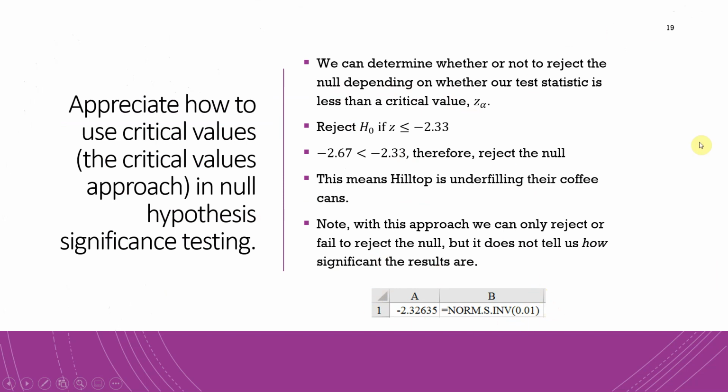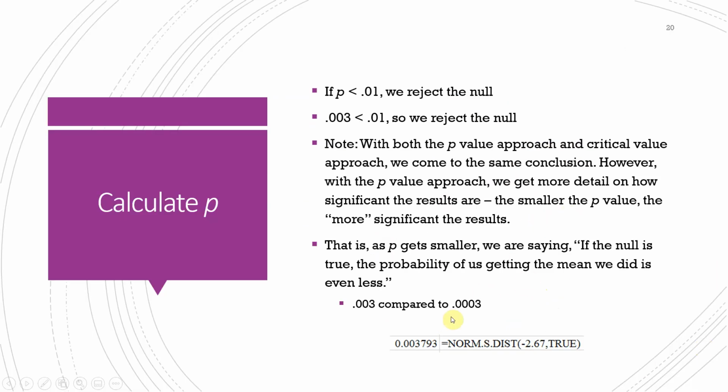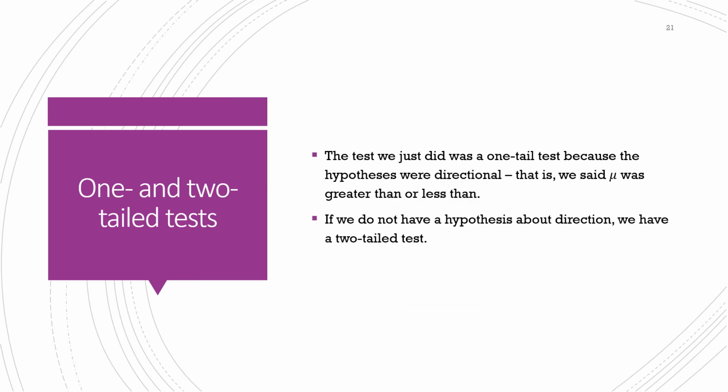We can use this critical value approach to make a decision, or we can continue and calculate the p-value, the probability, and use that to compare it to our alpha that we've set to determine whether to reject the null or not. Notice that in both approaches, the critical value approach and the p-value approach, we come to the same conclusion. In this case, it's that we reject the null. The null says that the company is properly filling the cans. So by rejecting the null, we're saying that this is not the case, and in fact, they're underfilling the cans, so they're in violation.